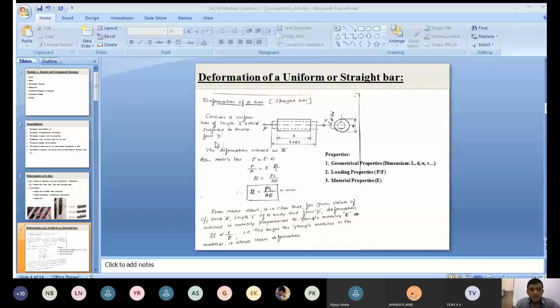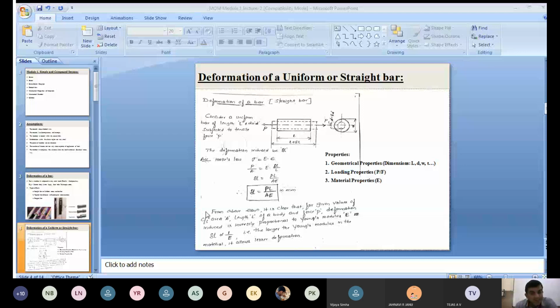Now, from the above equation, it is clear that for given values of cross-sectional area, before going to this statement, just see that the deformation is directly proportional to the applied load, directly proportional to the length of a member, inversely proportional to the cross-sectional area, and inversely proportional to Young's modulus. That is a material property, right?